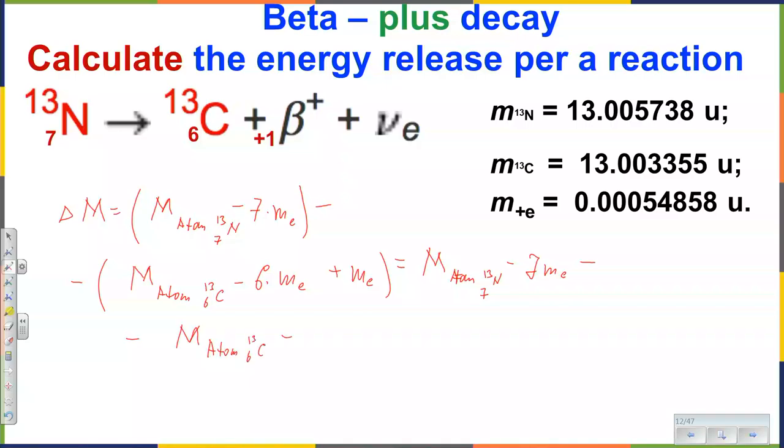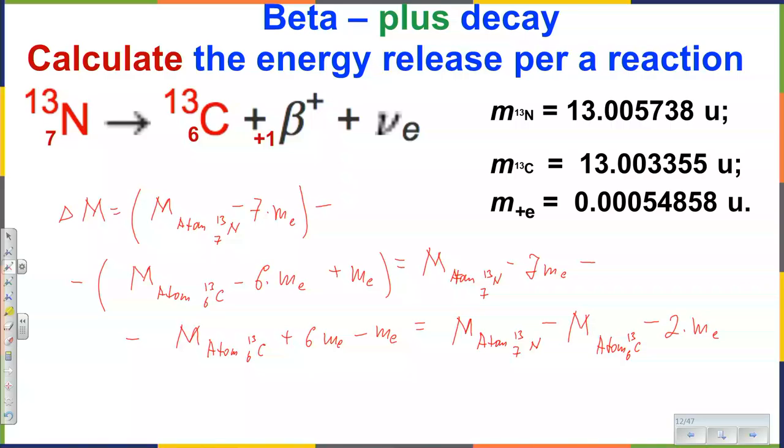Atomic mass. Atomic. Minus 7 electron masses. Now, minus atomic. Plus 6. Minus 1. And again, we can simplify this equation because we have three terms with a common factor. Atomic. Minus another atomic. Now, minus 7 minus 1 plus 6, that gives left 2 electron masses, which are supposed to be subtracted.